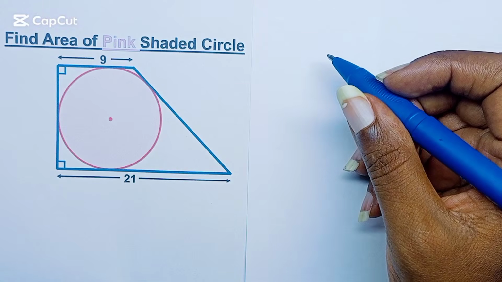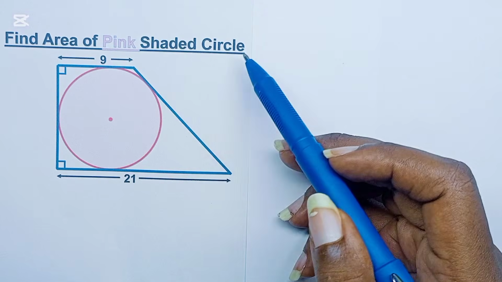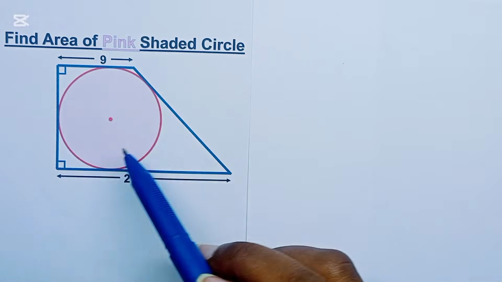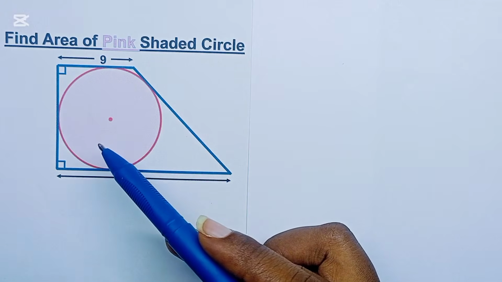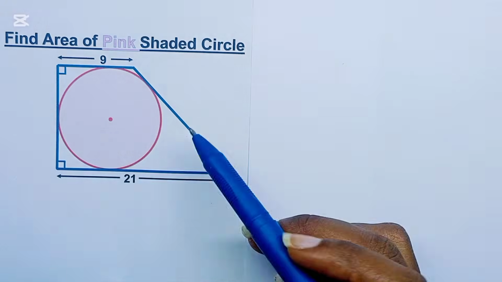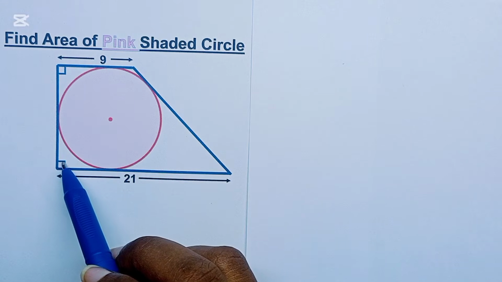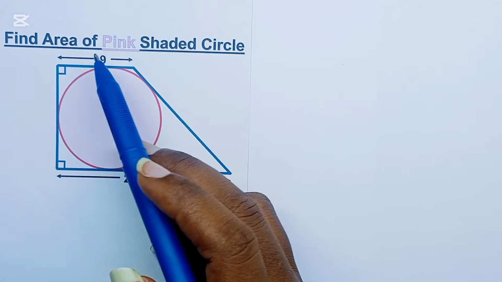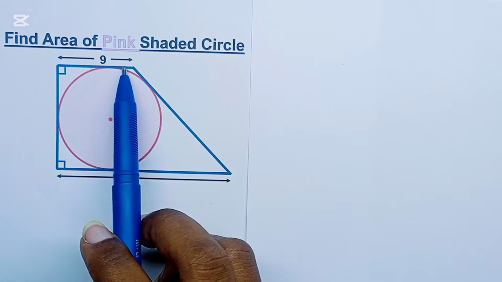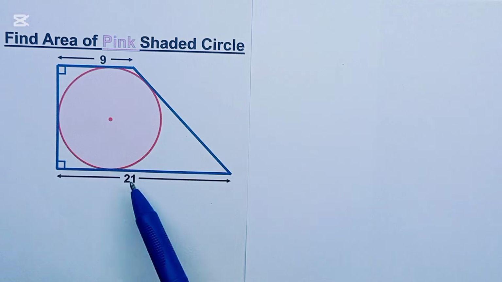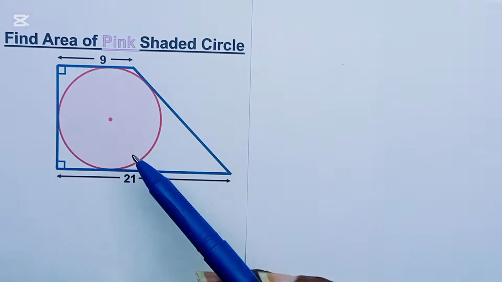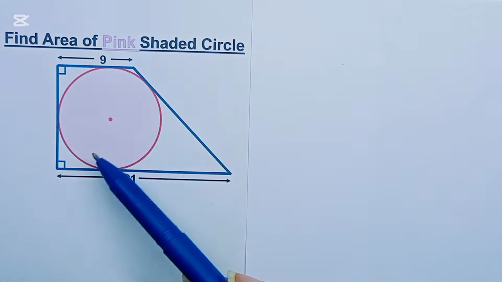In this video, they want us to find the area of the pink shaded circle. As you can see, this is the circle which is inscribed inside this quadrilateral that has this as 90 degrees, this 90 degrees, this upper side length is 9, and the downer side length is 21. So with that information, what is the area of this circle?